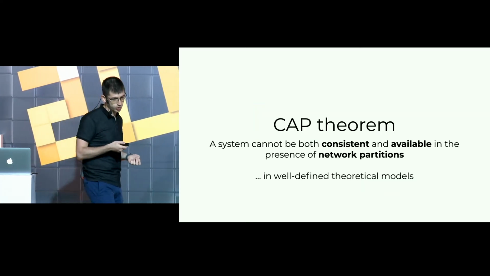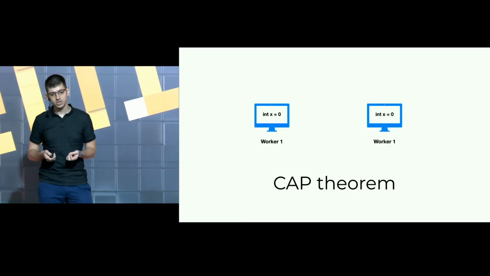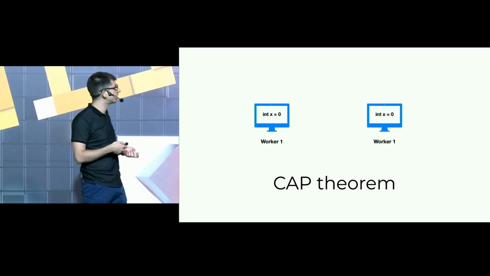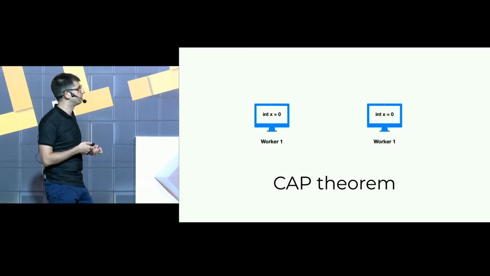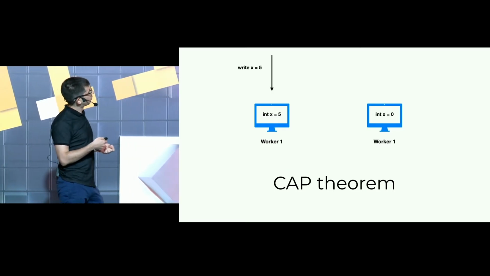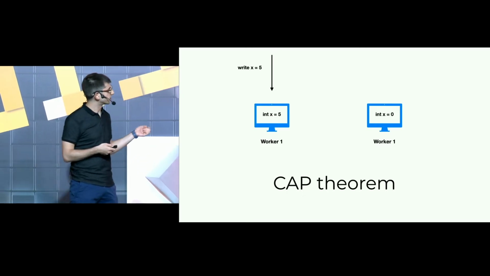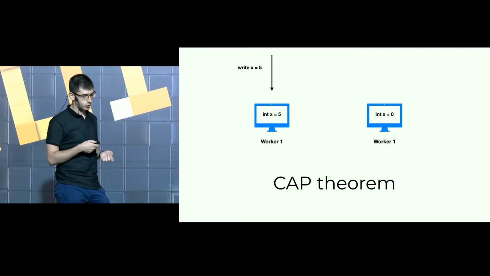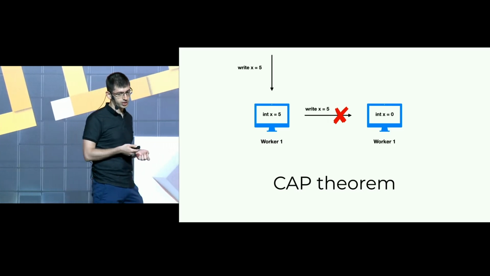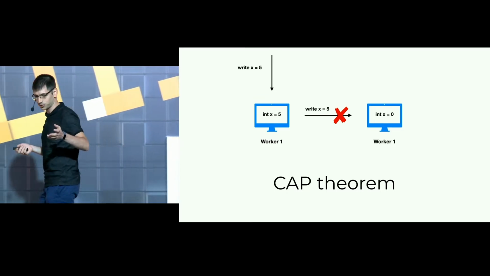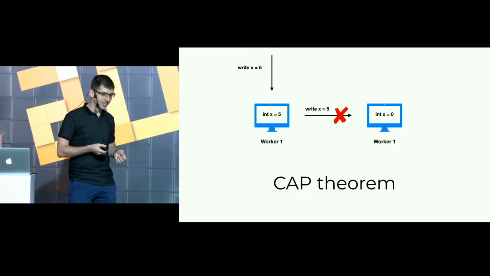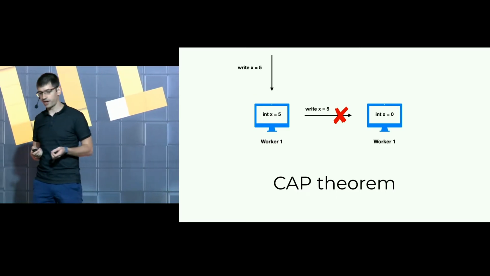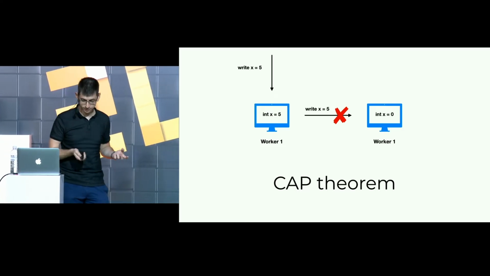Okay, so what is the CAP theorem? What does it mean that you can't be consistent and available in the presence of network partitions? Let's say you have a very simple setup. We have two machines, and both of them are storing the same number. They're storing the integer x, and initially it has the value 0. And then we send an operation which ends up at the first worker, which says write the value 5 to x, set x equal to 5. And worker 1 applies that operation immediately. But then the network partitions, and it can't get to the other worker. The worker on the right doesn't get the message, so it keeps having a value of x equals 0 because the network is partitioned.